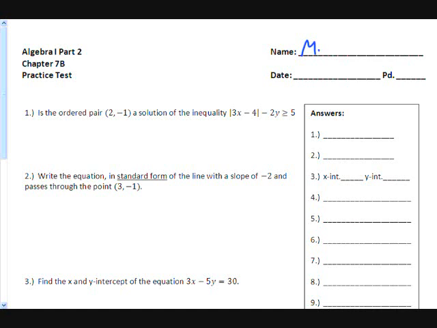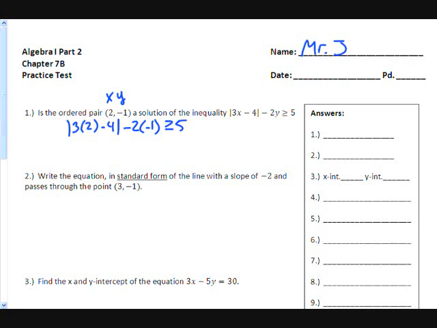If I take a look at the first one, it's asking if the ordered pair is a solution of the inequality. So all I have to do is plug these in. And again, an ordered pair is x, y, so I want to plug the 2 in for the x and the negative 1 in for the y. So I have the absolute value of 3 times 2 minus 4, absolute value, minus 2 times a negative 1. And now I want to see if that whole thing is greater than or equal to a 5.